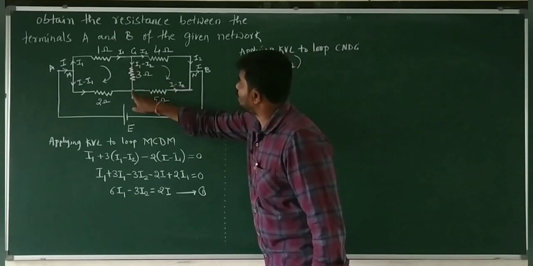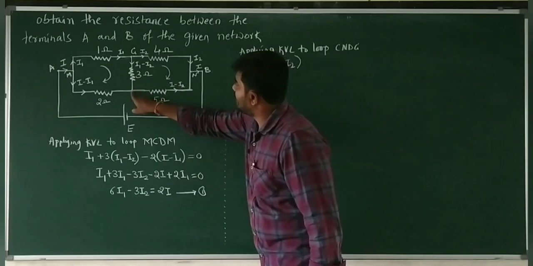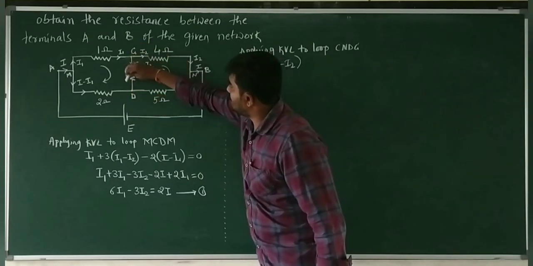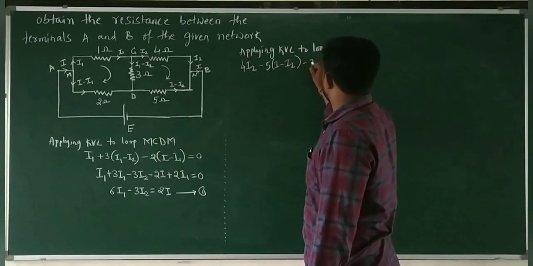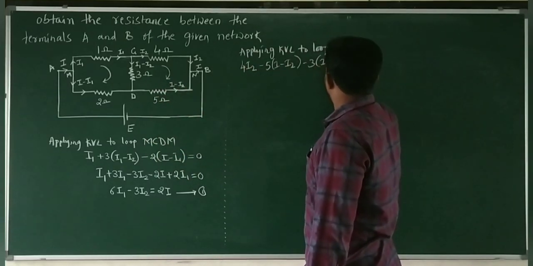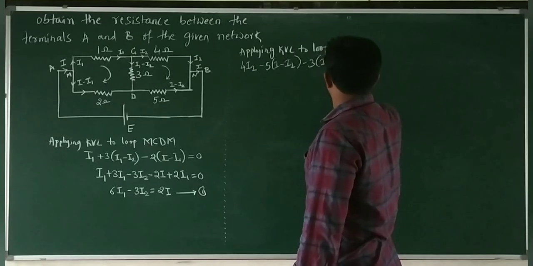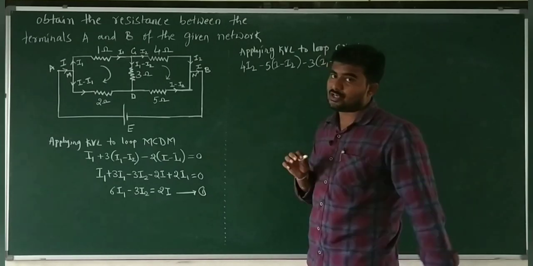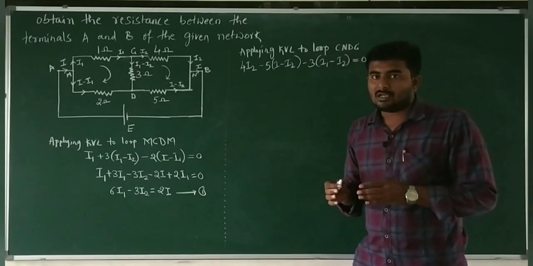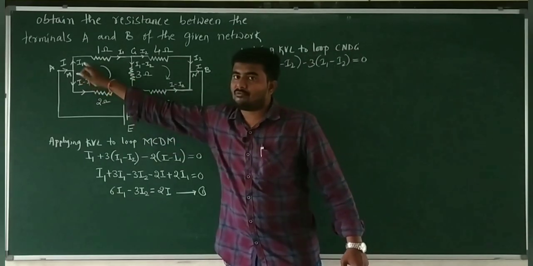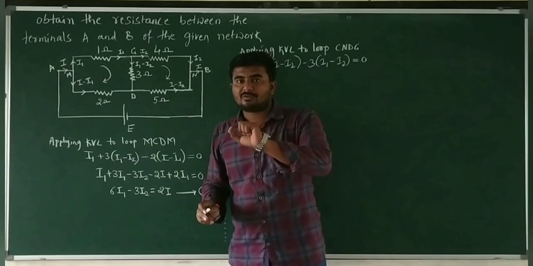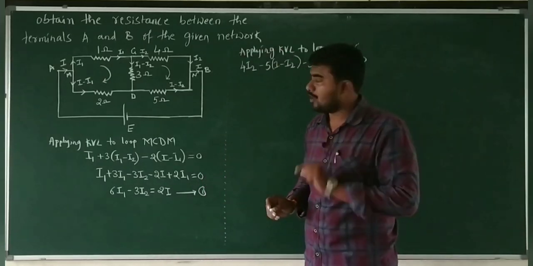D to C we are supposed to travel. While traveling, the current direction is this way and our direction is like this, therefore it is negative. So minus 3(I1 minus I2) is equal to 0. According to KVL, the algebraic sum of potential differences and EMF in a loop must be equal to 0.